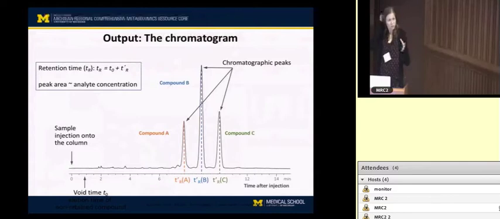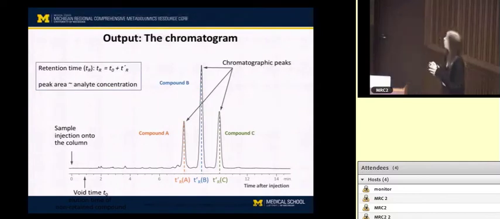And Charles has already mentioned that, but there are several things that we can get out of a chromatogram. A chromatogram is a plot of signal intensity over time. And the time 0 is when we inject our sample onto the column. Now we can define a void time, or T0, which is the time it takes an unretained compound to travel through the entire column and be detected.